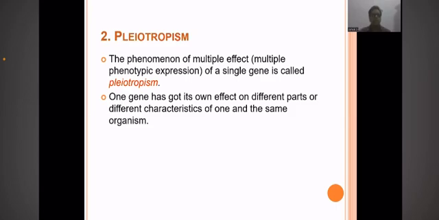Another term that we need to understand is pleiotropism. The phenomenon of multiple effects, that is, multiple phenotypic expression of a single gene, is called pleiotropism. So pleiotropism is defined as the expression of multiple traits by the action of a single gene. One gene has its effect on different parts and different characteristics of one and the same organism. This is how we understand pleiotropism.